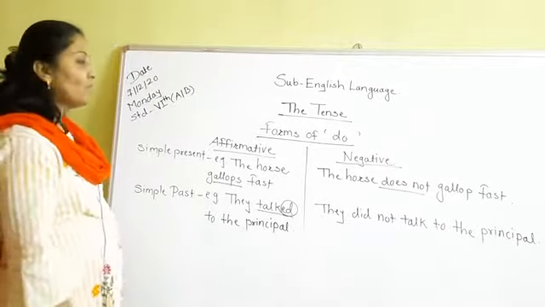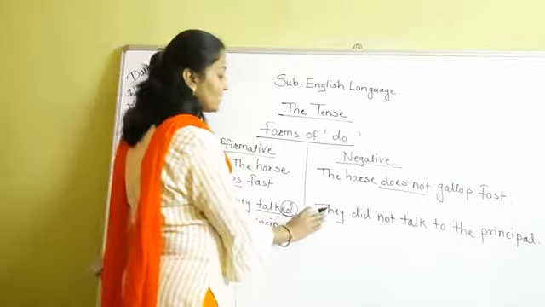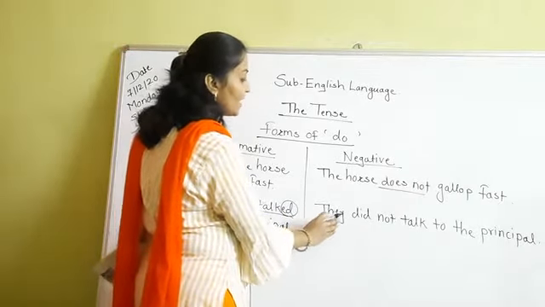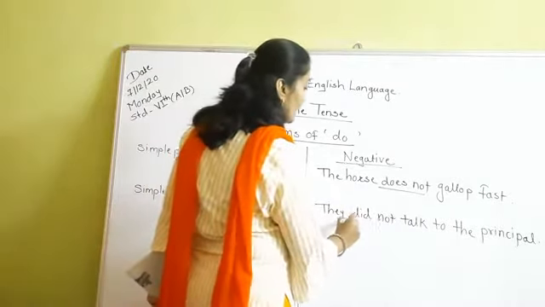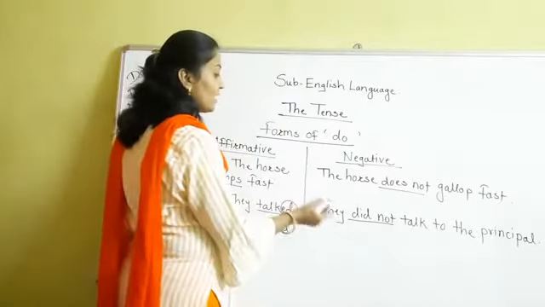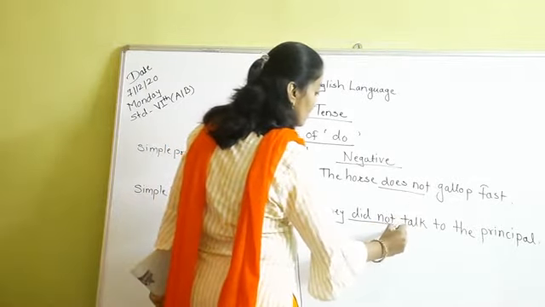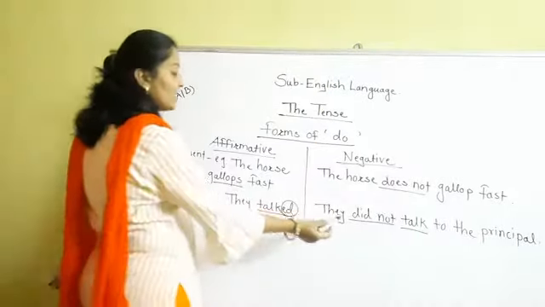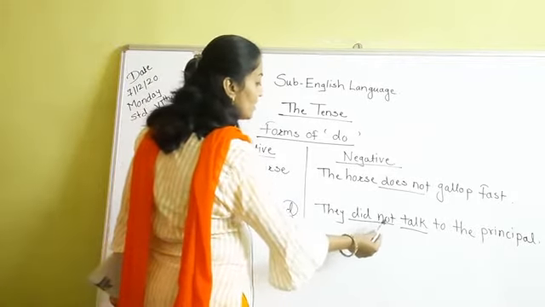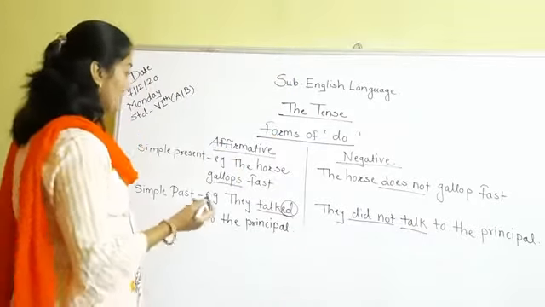And if we want to form the negative of this sentence, then our sentence will be like this: they did not talk to the principal. We have to use did not here. They did not talk to the principal. And why have we used did not here? Because this sentence is of the simple past tense. So in this sentence we have used did not talk to the principal. Have you understood? Now let's move forward.